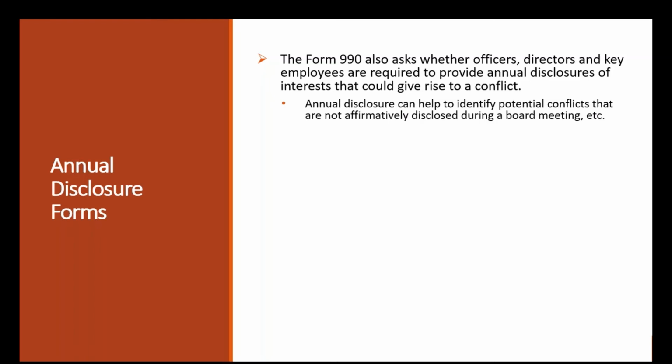We're looking at potential conflicts that might not be affirmatively disclosed during a board meeting. Or let's say you're considering a transaction and a board member isn't at the meeting. You know, they had to skip the meeting. We want some mechanism to know if this transaction that we're considering might conflict with their own private interests, even if they're not in the room.